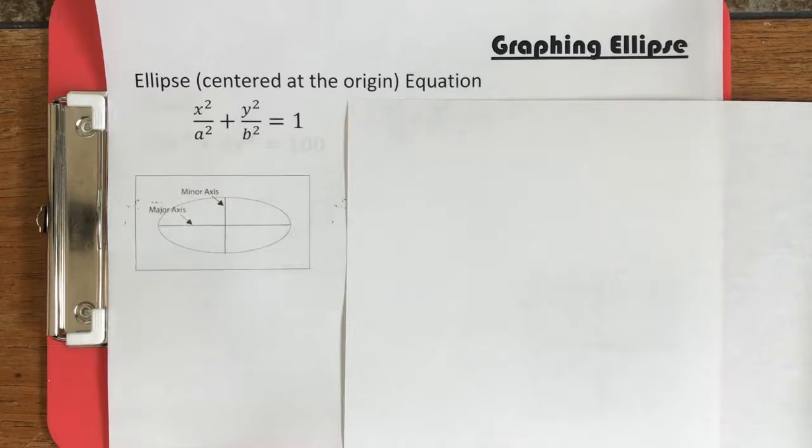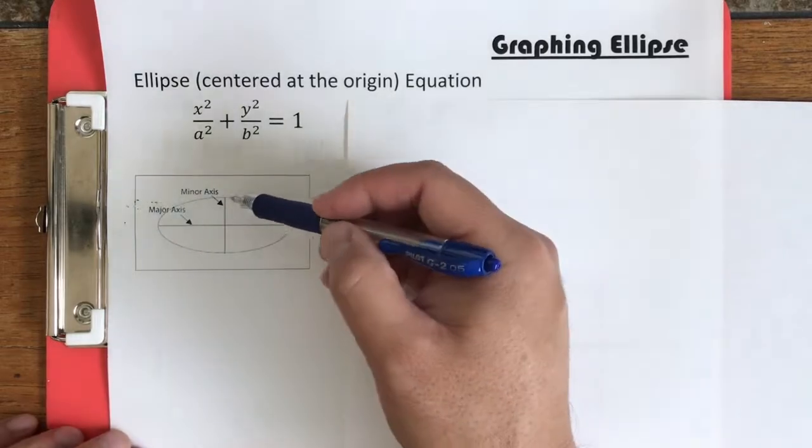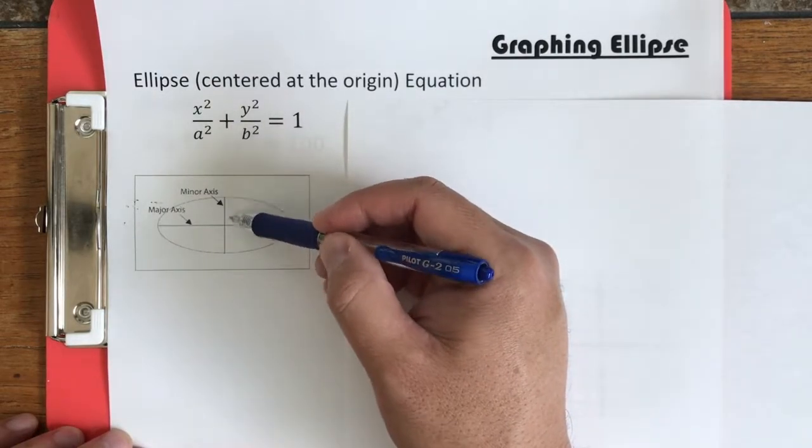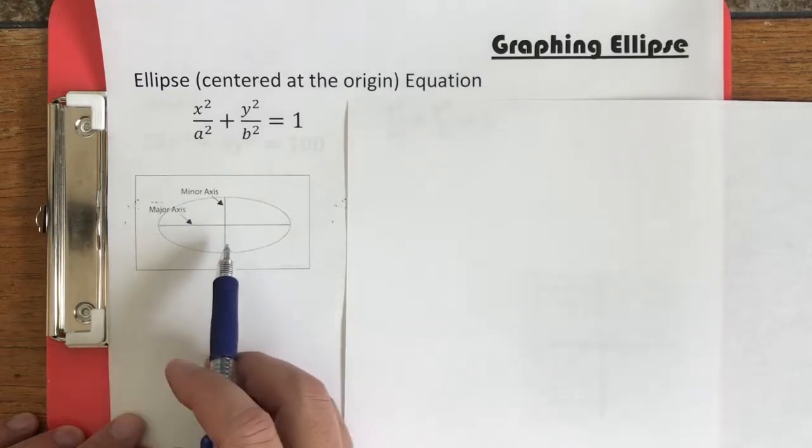What we're going to work on in this video is how to graph an ellipse. Now, this is what an ellipse looks like. It looks sort of like a stretched or a smashed circle. The minor axis is the shorter side, and the major axis is the longer side.